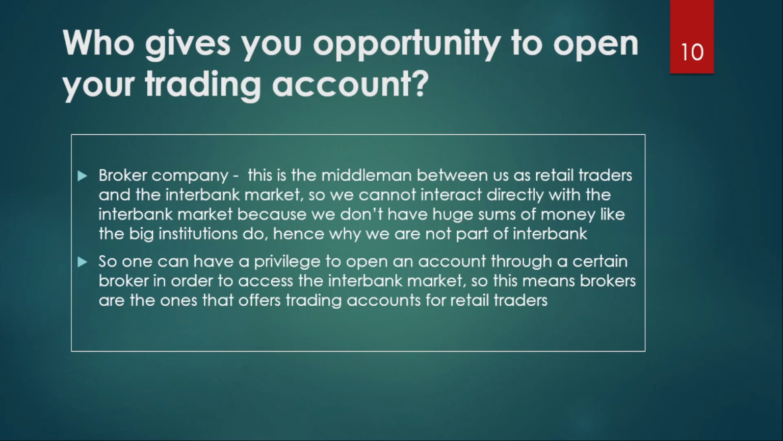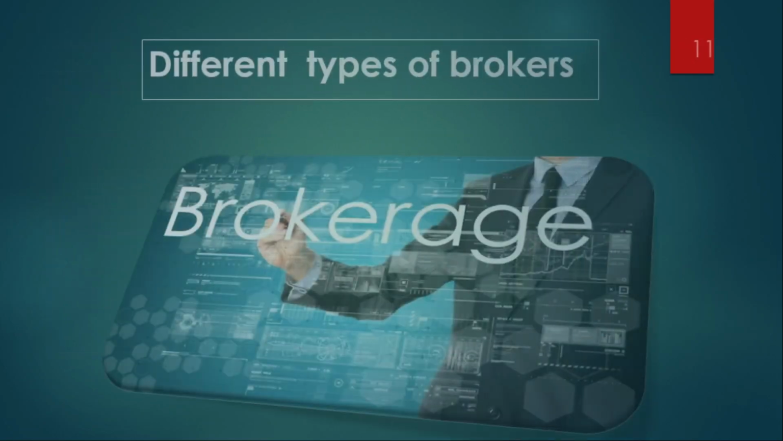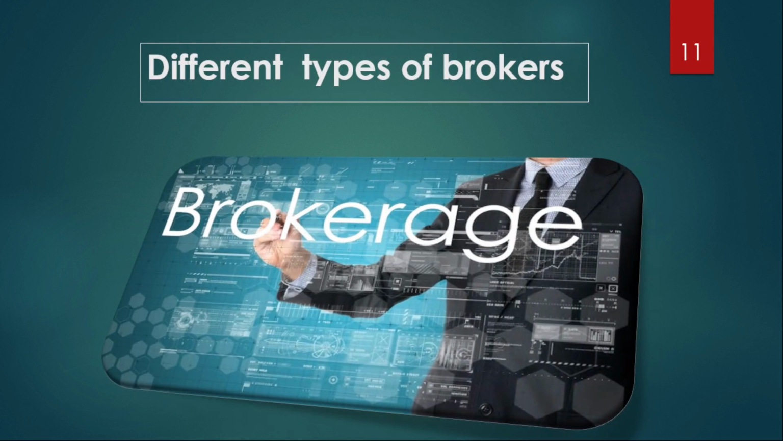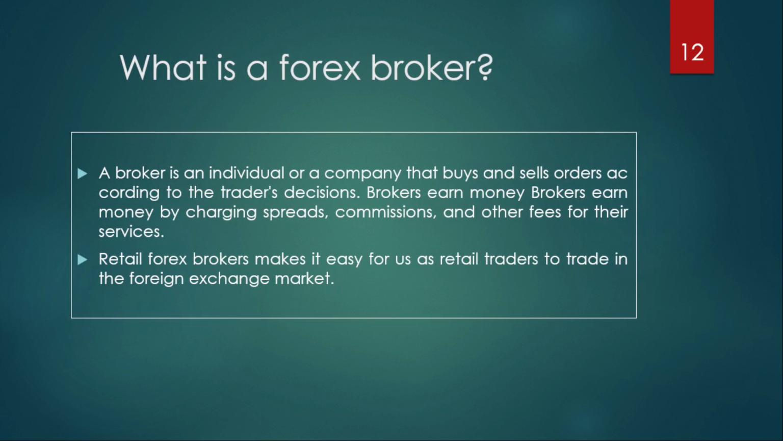So let's talk about different types of brokers. We talked about the fact that a broker is an individual or a company that buys and sells according to the trader's orders or decisions. Brokers can earn money by charging spreads or what we call commissions on the trades that you make. They may also charge other fees for their services.